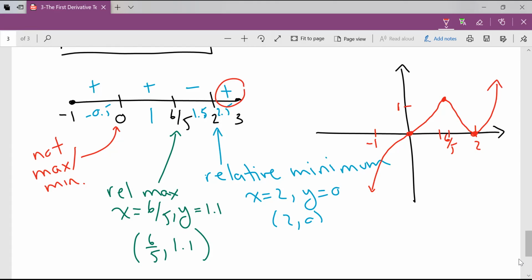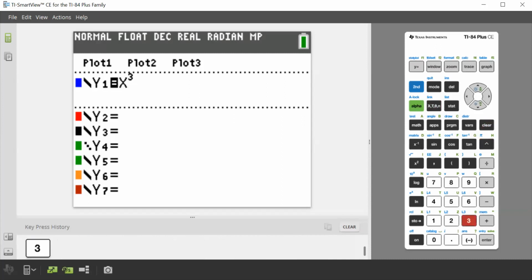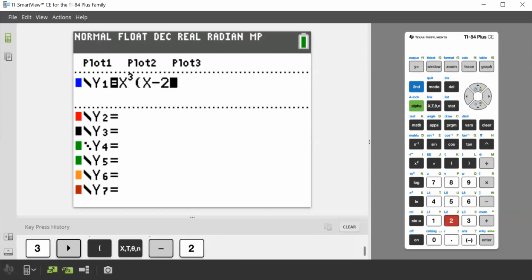Okay, now what we just did was we found our relative maxes and our mins algebraically. At this point, I pick up my graphing calculator and I graph it. So let's go find out. So I grab our graphing calculator and let's go find out what we get. So what the heck was our function again? It was x cubed times x minus 2 squared, wasn't it? Okay, let's hit graph.